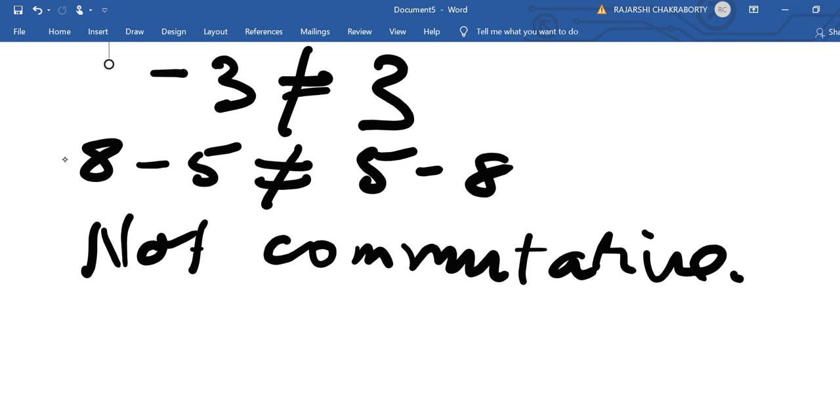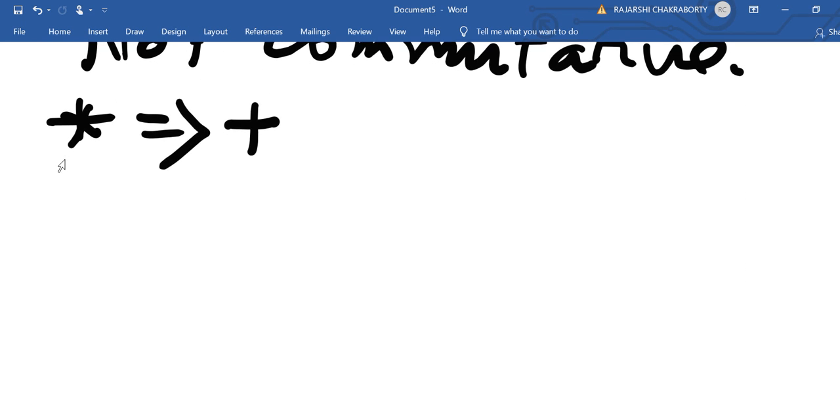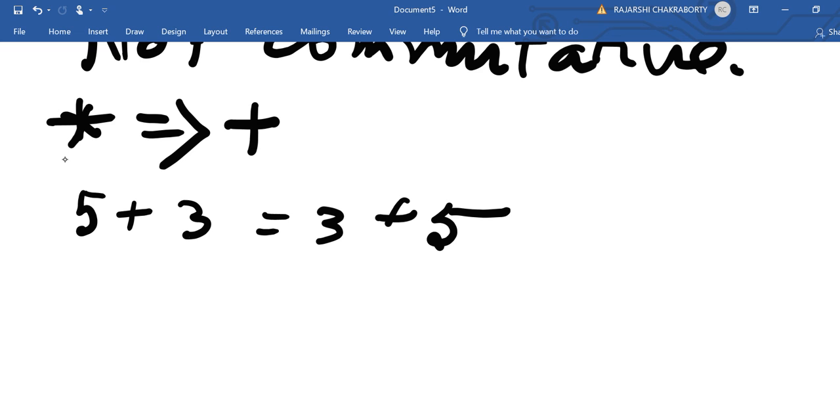However, if star is a plus, then for the same numbers we can verify 5 plus 3 is 3 plus 5. Hence plus is a commutative operation. Similarly, multiplication is a commutative operation. Division again is not a commutative operation.